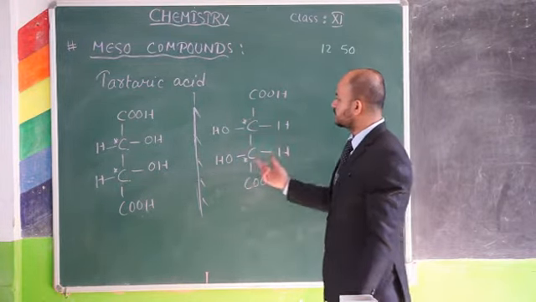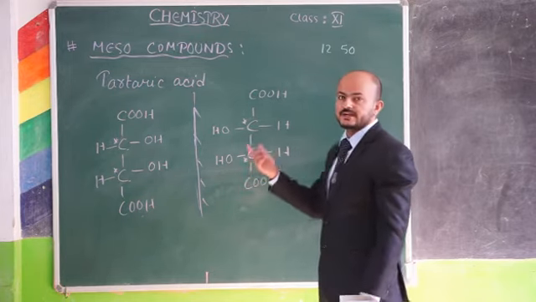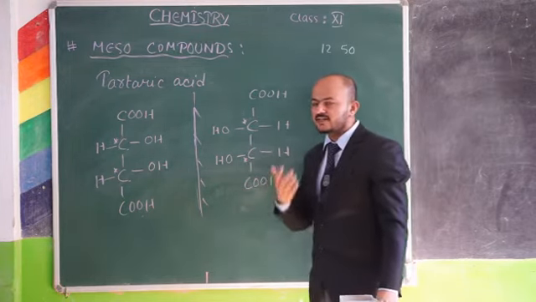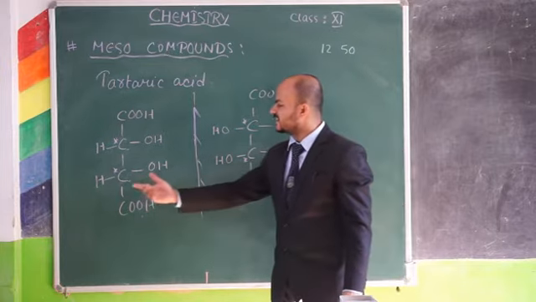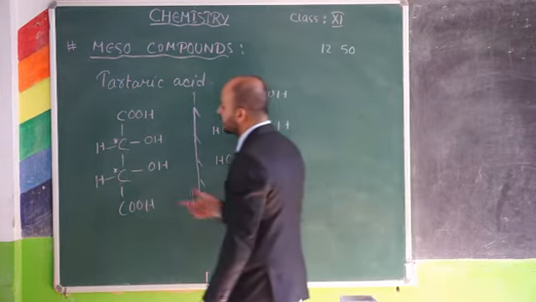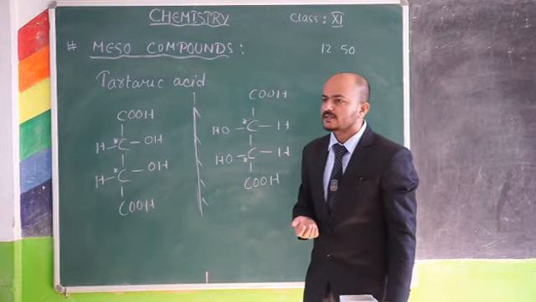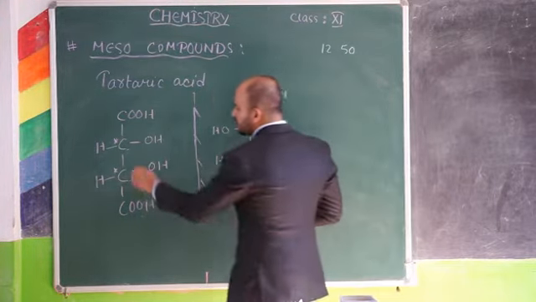This carbon as well is what? Chiral carbons. It contains 2 chiral centers. Even after having chiral centers, this form of tartaric acid is optically inactive. Why optically inactive? Because this part is very important.